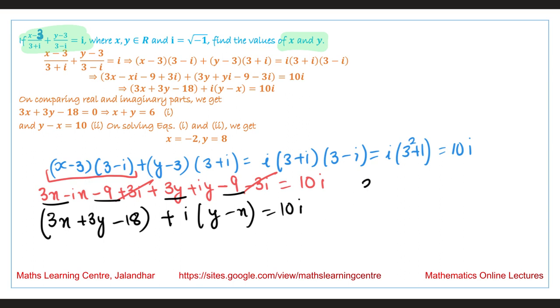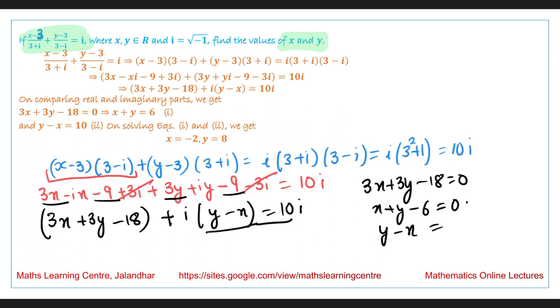So what we get is that 3x plus 3y minus 18 is equal to 0. It means x plus y minus 6 is equal to 0. And the second equation we get is y minus x is equal to 10. If we write them in standard form, it is x plus y is equal to 6 and minus x plus y is equal to 10.